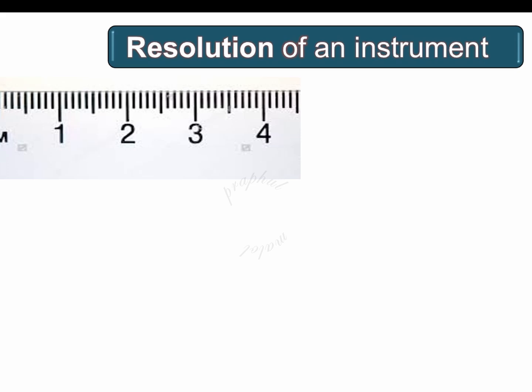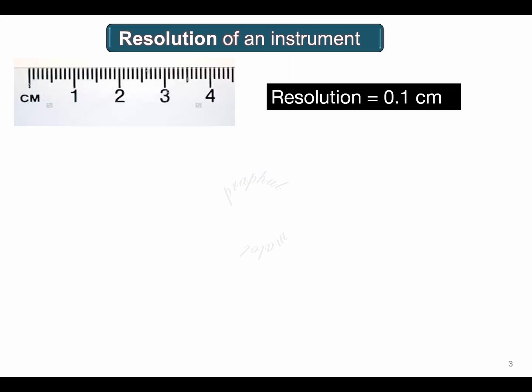First of all, the resolution of an instrument. How does the resolution of an instrument become uncertainty? This is a meter rule. So what is the resolution of a meter rule? Resolution means the minimum interval between readings. The minimum interval in a meter rule is 0.1 centimeter. That's called the resolution of the meter rule.